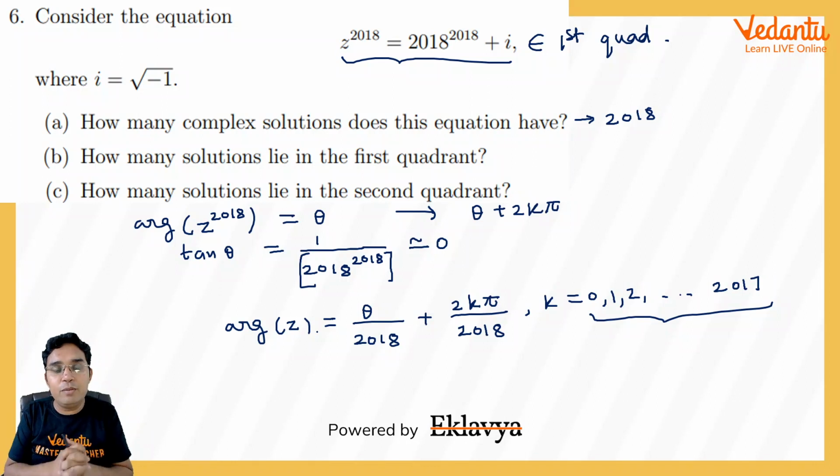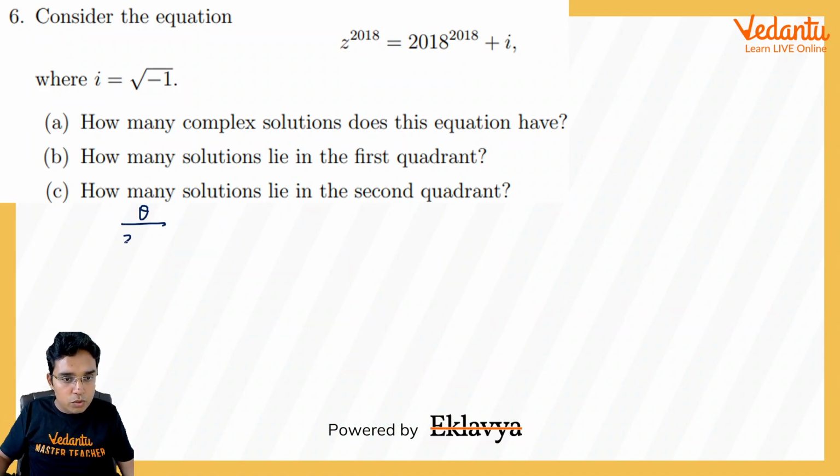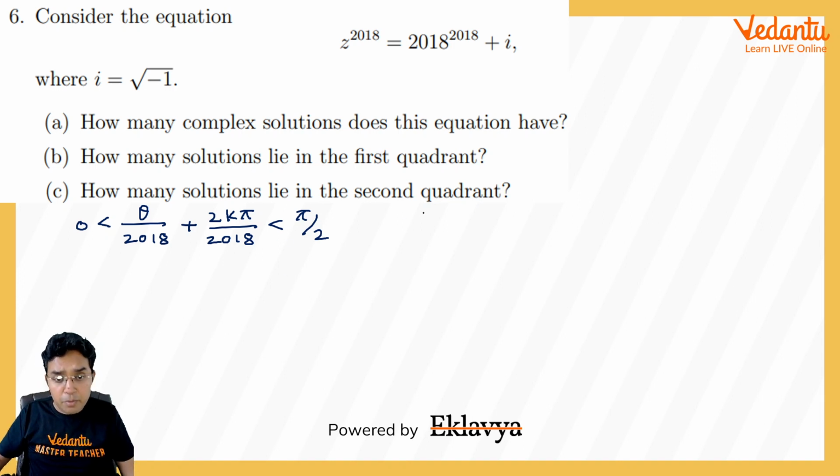Now we have to find how many of them lie in the first quadrant. One method is to just use an inequality, which is also not a very difficult task. For the first quadrant, we want this angle to lie between 0 and 90 degrees, or 0 to pi by 2. That means this should be greater than 0 and less than pi by 2. Let me do it on the next slide. So theta upon 2018 plus 2k pi upon 2018 will be less than pi by 2 and greater than 0. Because k starts from 0, for k equal to 0, theta is a positive angle, although very small, and theta upon 2018 will also be very small but positive. So for k equal to 0, this is the first quadrant.